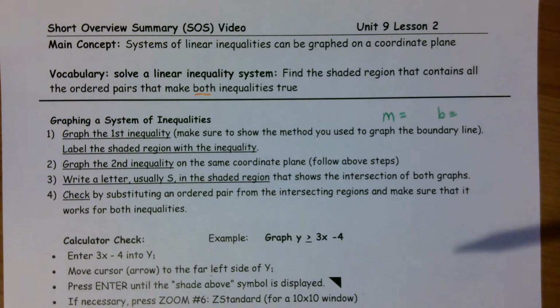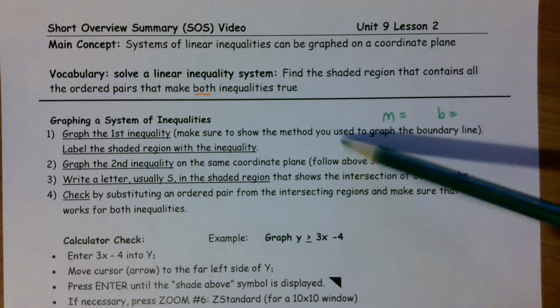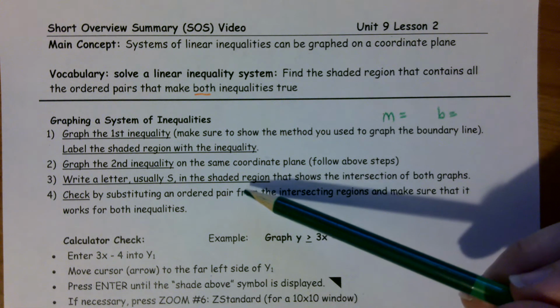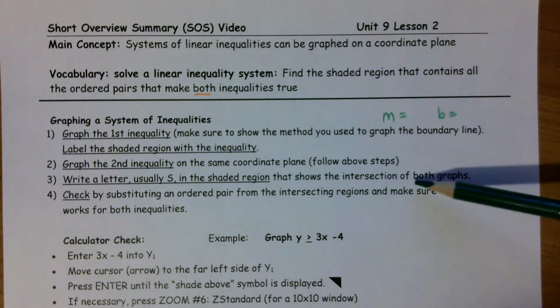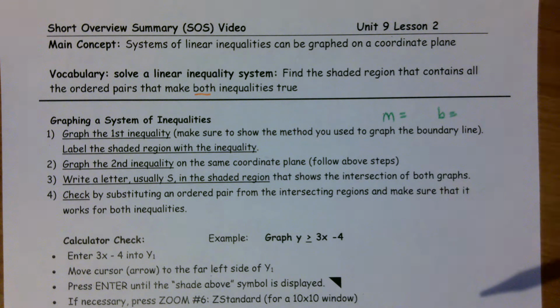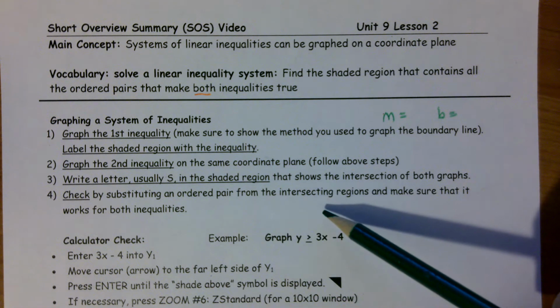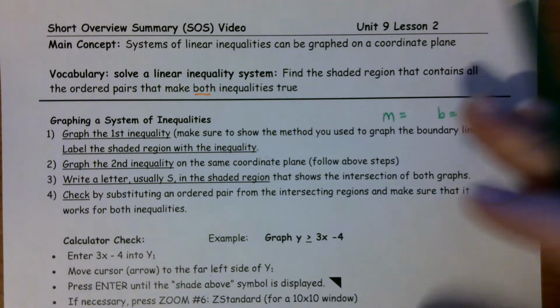Second step, graph the second inequality on the same coordinate plane using these above steps. Third, write a letter, usually S, to show a solution set in the shaded region that shows the intersection of both graphs. And finally, you want to check by substituting an ordered pair from the intersecting regions. Make sure it works for both inequalities.